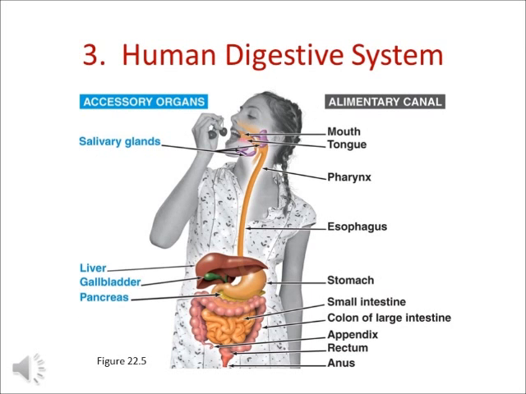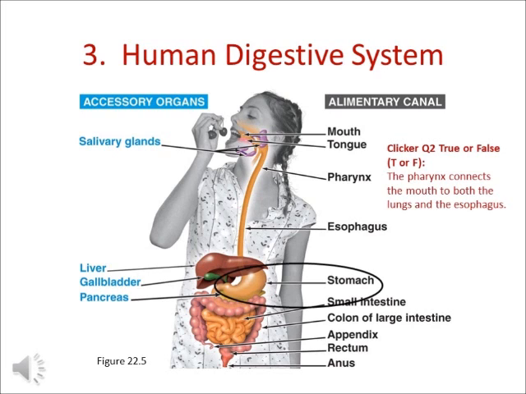Last lecture, I described the structure and function of the mouth and salivary glands, the pharynx, and the esophagus. We'll continue today by starting with the stomach. Before we go on though, here's another clicker question for you. This is a true or false question that asks about the structure of the pharynx. Go ahead and pause the podcast while you think about this question and enter your answer. And when you finish, we'll continue lecture by taking a look at the structure and the function of the stomach.